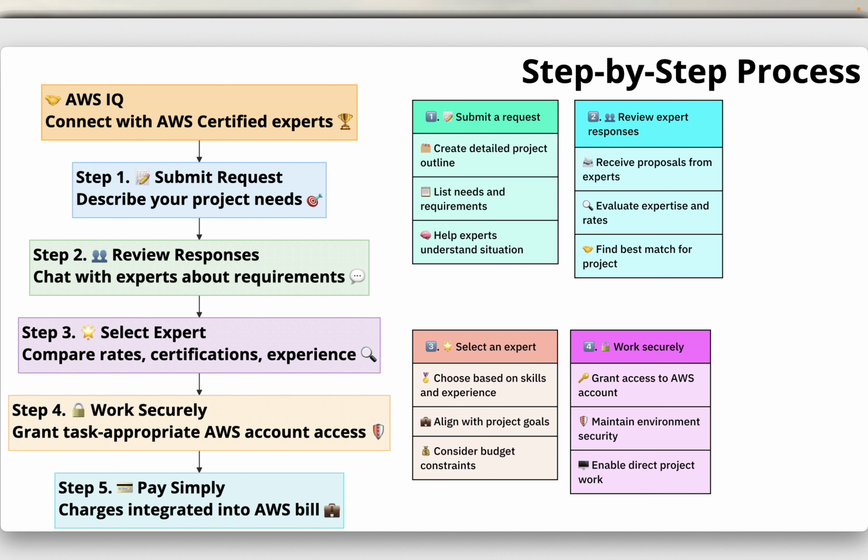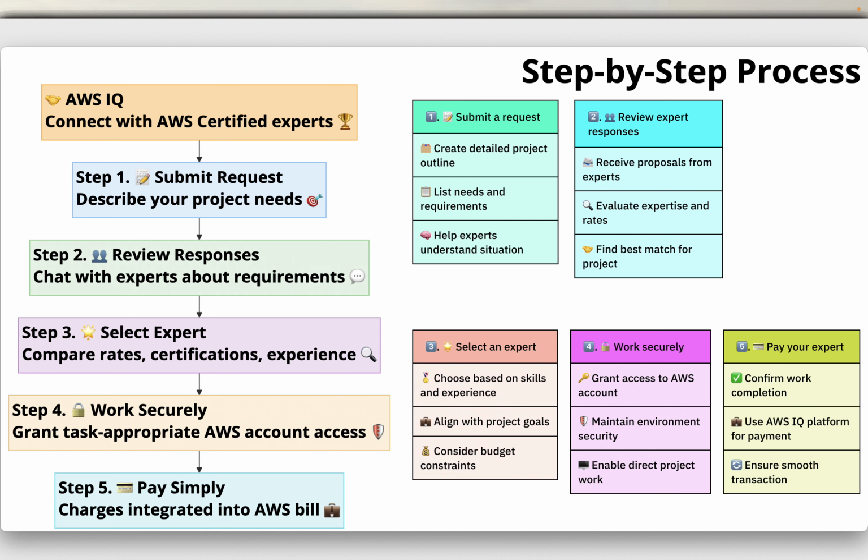Once you have selected an expert, they will be granted secure access to your AWS account as required. This allows them to work directly on your project while maintaining the security of your AWS environment. After the work is completed to your satisfaction, you will pay the expert through the AWS IQ platform. This streamlined payment process ensures a smooth and professional transaction.